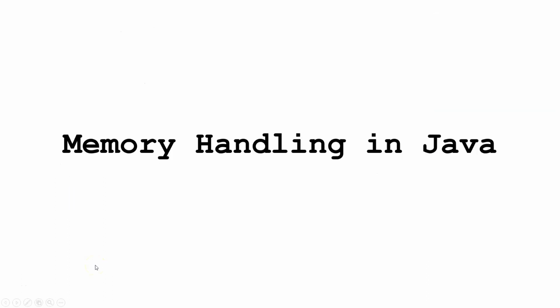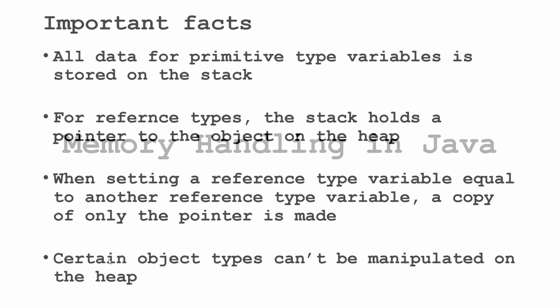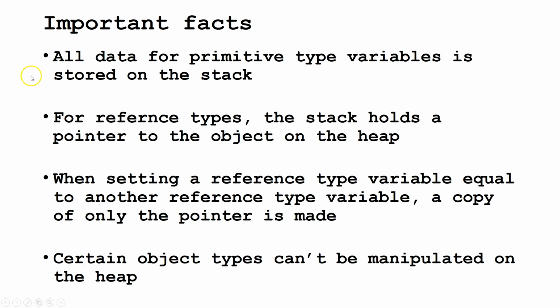In this Java tutorial, we are going to discuss primitive type variables and reference type variables and how they are handled in memory. Four important things to know. First, all data for primitive type variables is stored on the stack. Second, for reference types, the stack holds a pointer to the object which is on the heap. Third, when setting a reference type variable equal to another reference type variable, a copy of only the pointer is made. And fourth, certain object types can't be manipulated on the heap. These are called immutable objects.